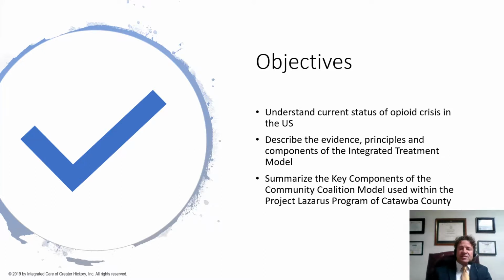So the objectives today: we want to understand the current status of the opioid crisis in the U.S., so we'll briefly go over some statistics. We want to describe the evidence, principles, and components of the integrated treatment model. And then we want to move over and summarize key components of a community coalition model, and we'll use the Project Lazarus program as an example.